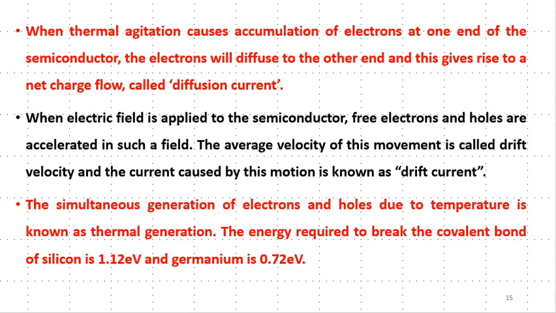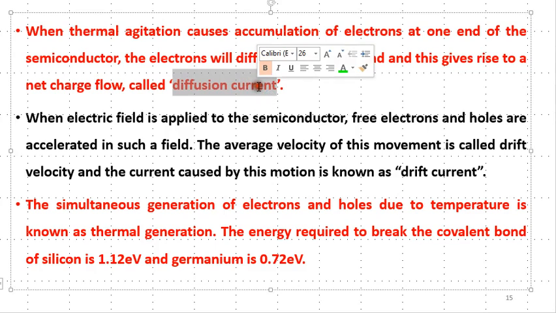So, as we have already explained, in the pure semiconductor, whenever there is thermal agitation, that is excess heat energy, there is breakage of bonding. When the bonds are broken, we have free charge carriers, and the movement of these charge carriers creates a current, and that current we call the diffusion current.